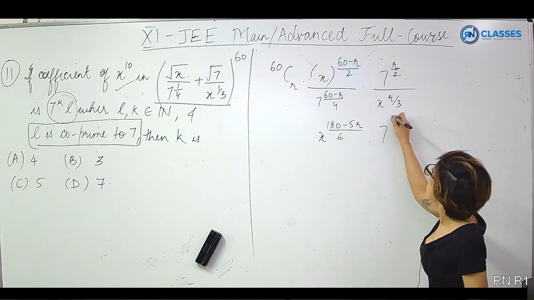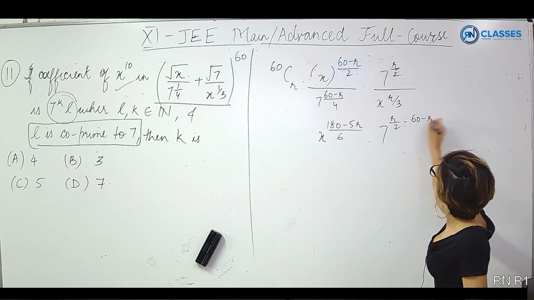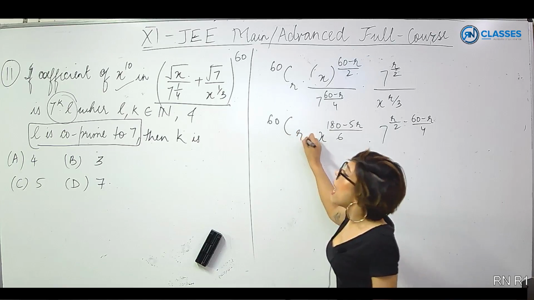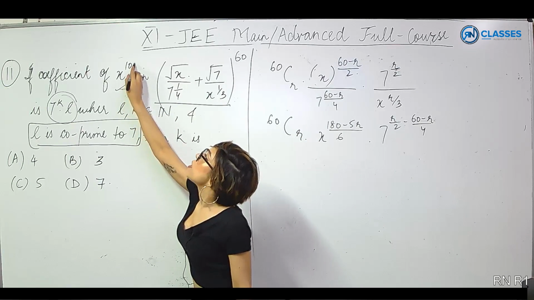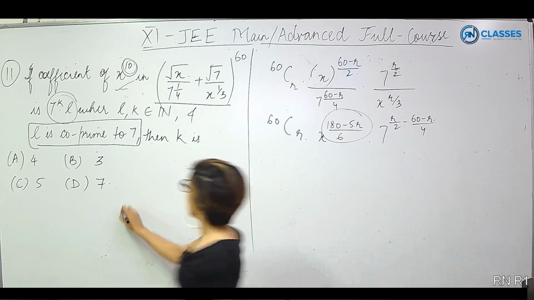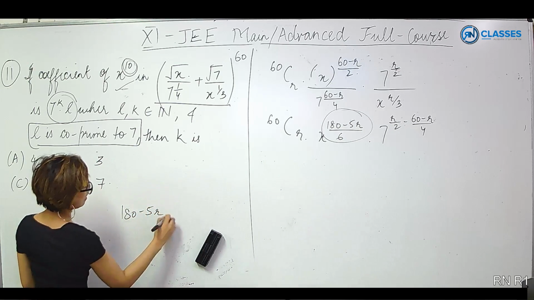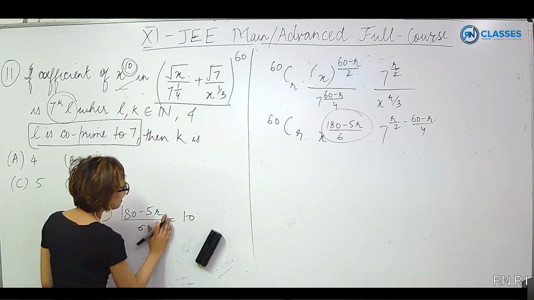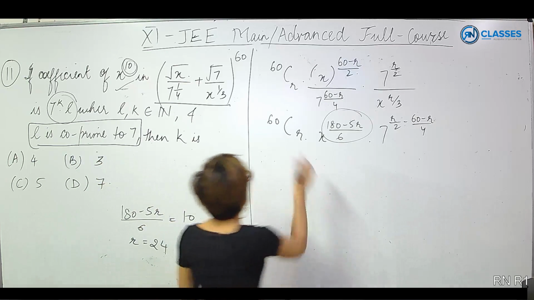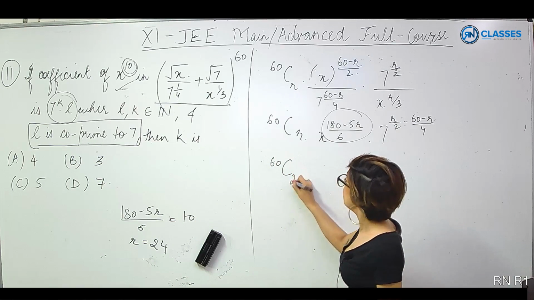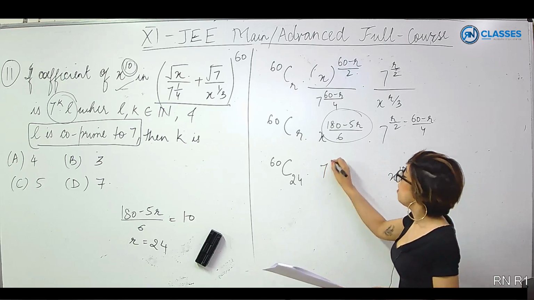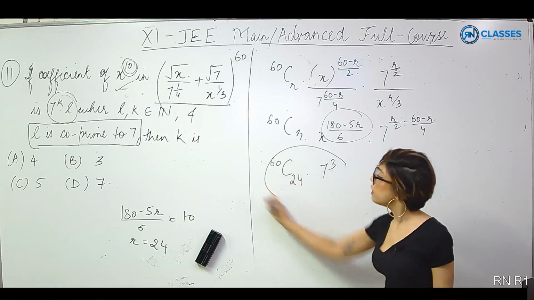7 raised by r by 2 minus 60 minus r by 4. That I have not evaluated. It's okay. Now the thing is, I want the coefficient of x raised by 10, so this part has to be 10. So 180 minus 5r by 6 should be equal to 10. This will actually give me r as 24. So this becomes 60C24 into x raised by 10 and 7 raised by 3. So the coefficient is this one.